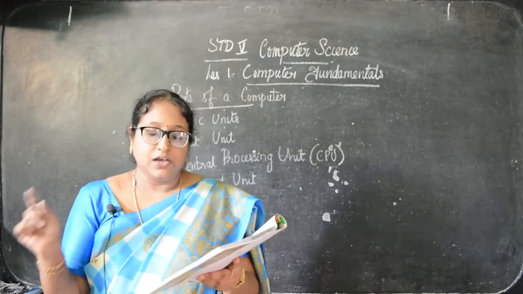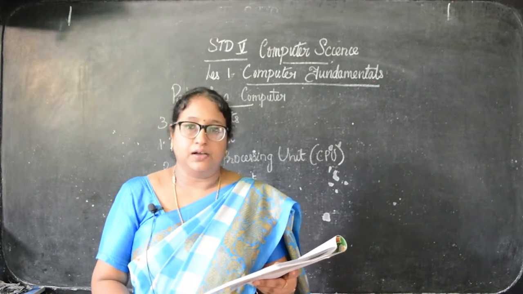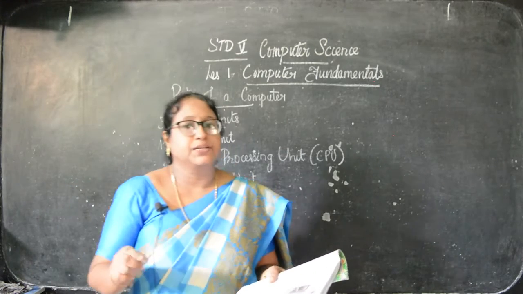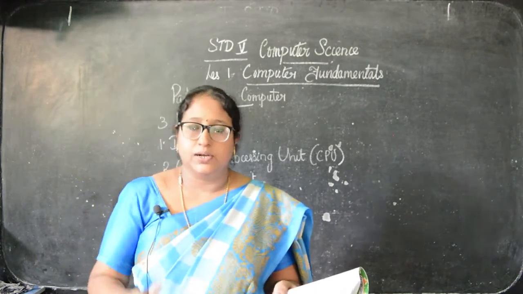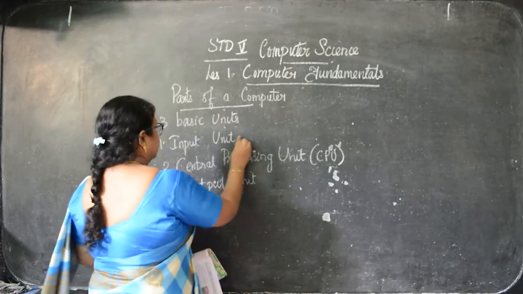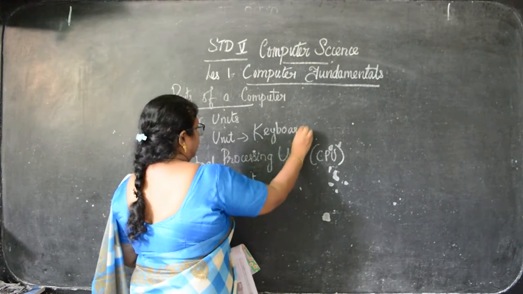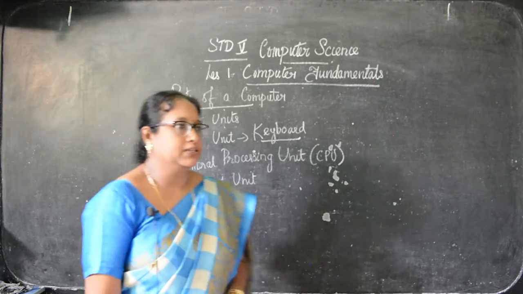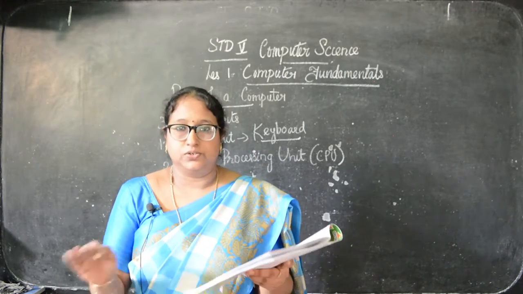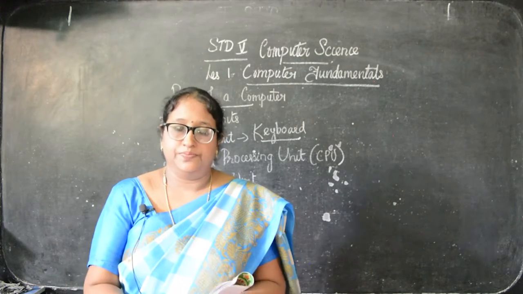So there are 3 basic units. First we are going to see the input unit now. The input unit accepts data or instructions into the computer. So what is the work of the input unit? It accepts the data or the instructions into the computer. And the keyboard is the most commonly used input device. The keyboard is the most important input device. And what is the important device used in the input unit? That is the keyboard. Okay, children.